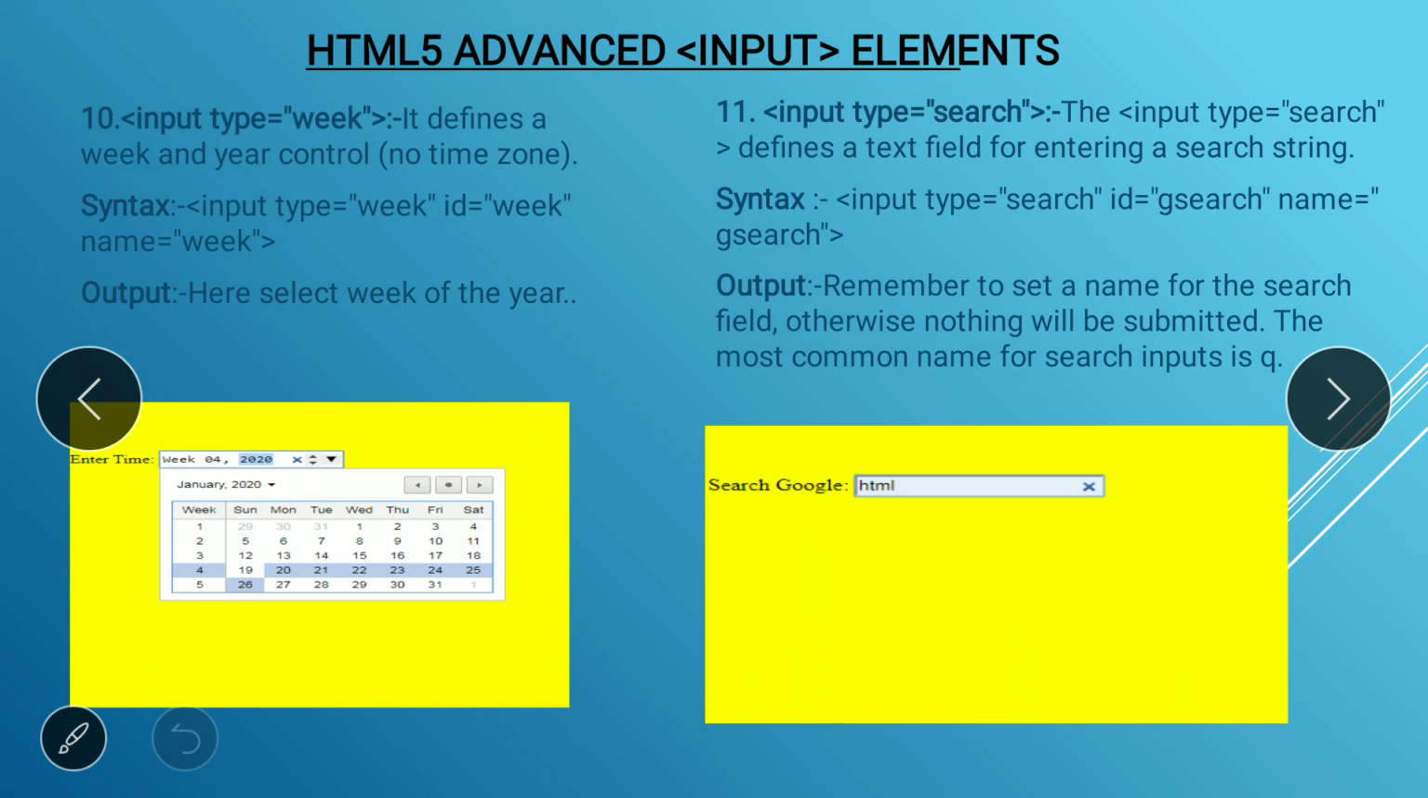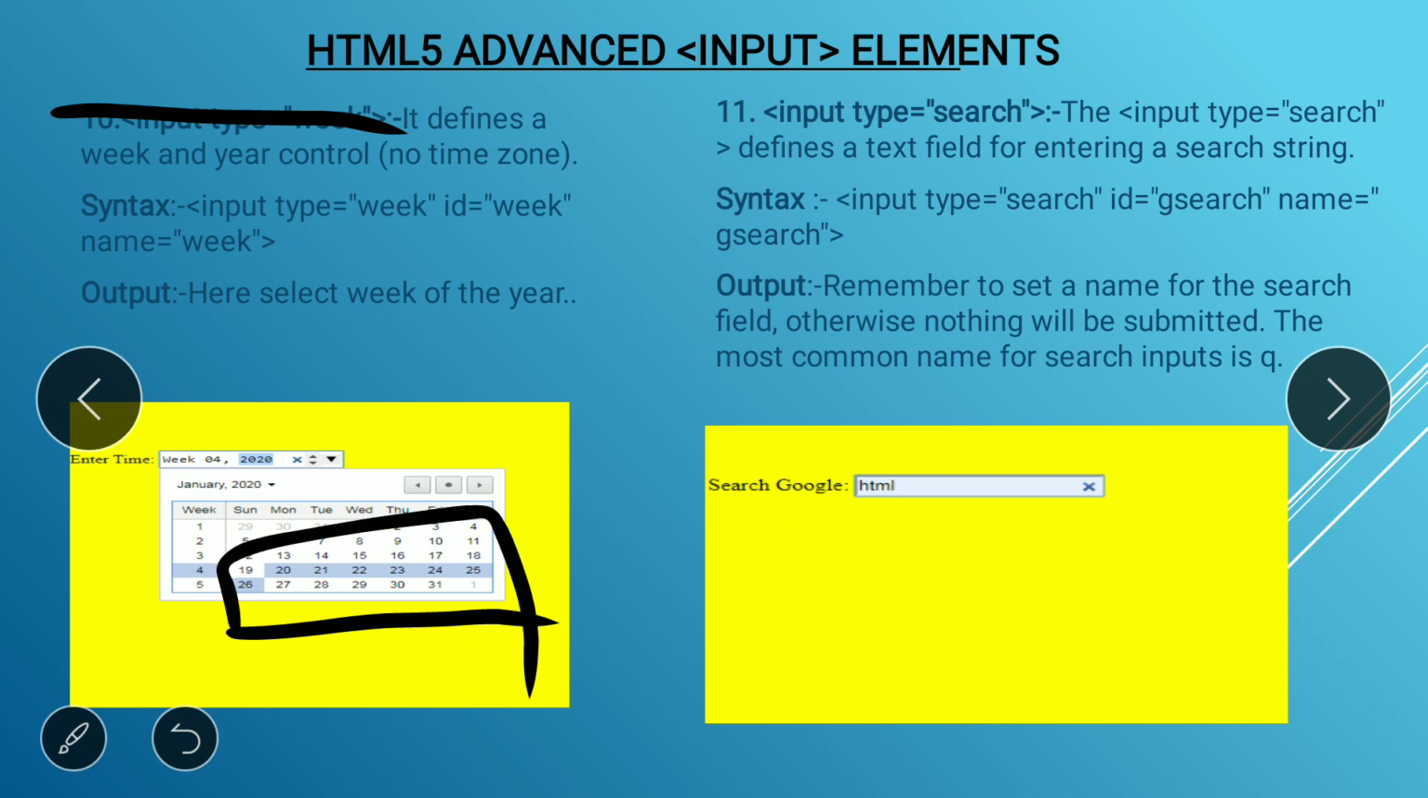Next is the input type week. Here you define a week of the year. Means if you select week 4 of January 2002, you can see the whole week is selected, right? And if you select the first week of January 2002, then that first row will be selected. Okay.